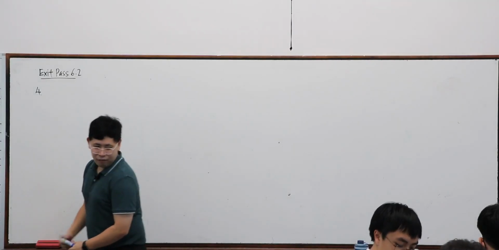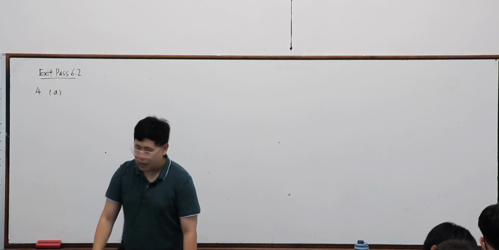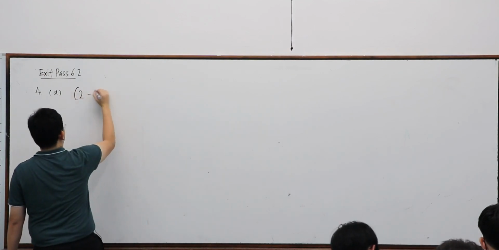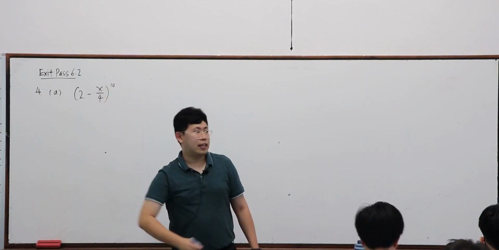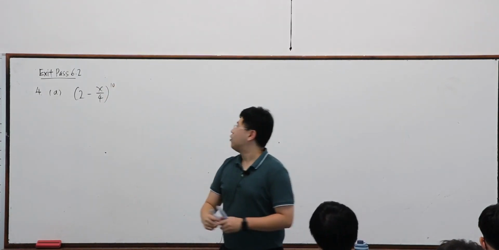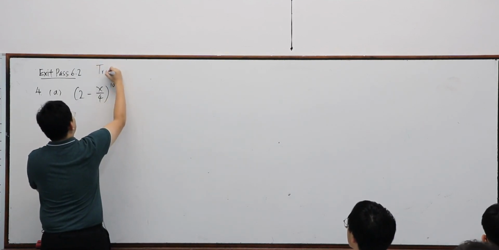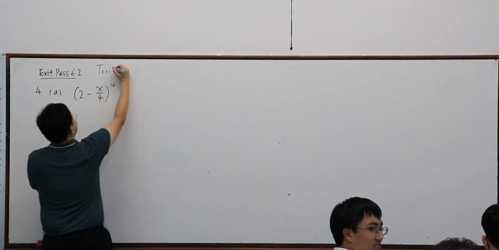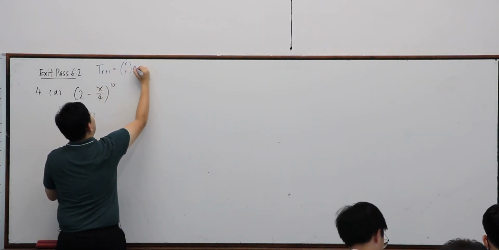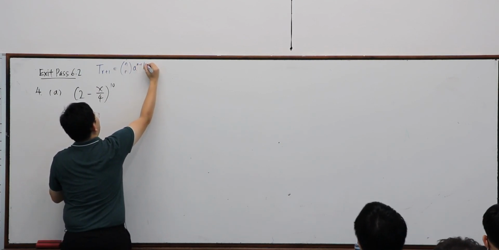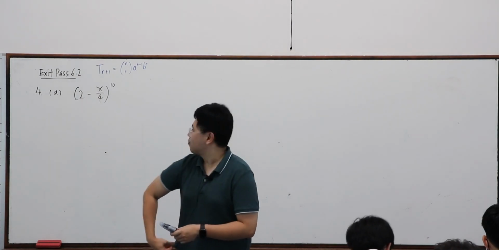Okay, let's take a look at 4a. Now, instead of expanding the whole thing, we just need to expand a little bit, or we just need to look for a specific term in the expansion. So the use of the binomial theorem or the formula is that the r plus 1 term is going to be equal to n choose r, a to the power of n minus r, b to the power of r. So this is the theorem, or this is the formula.